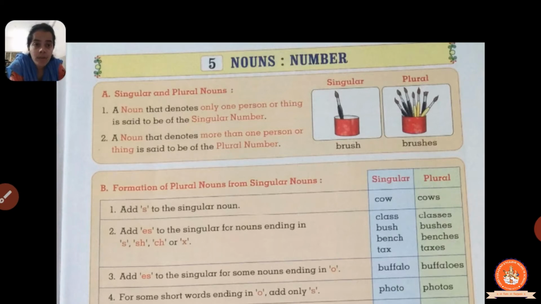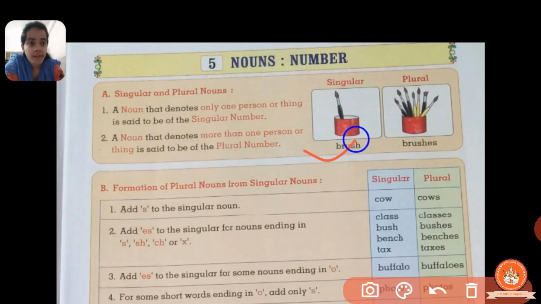A noun that denotes only one person, or if there is only one person or one thing, then that is said to be a singular number. And the noun that denotes more than one person or more than one thing, that is said to be a plural number. The example is given over here. You can see, this is only one brush. We can see the picture. This is a singular number, and there are lots of brushes over here. So it's a plural. It's more than one.